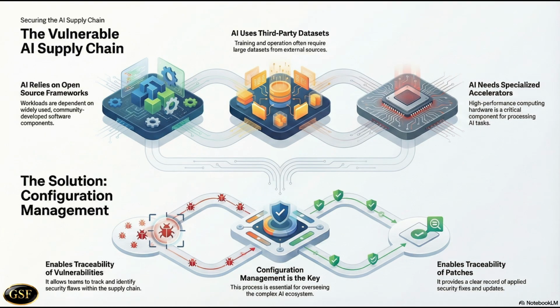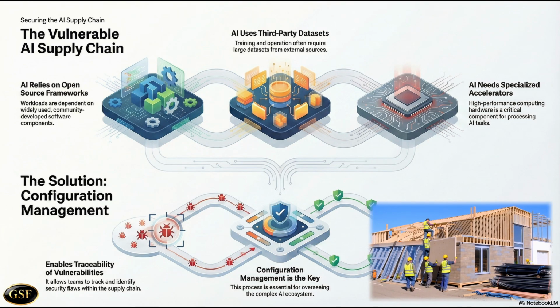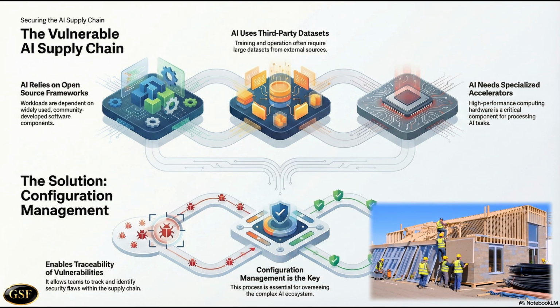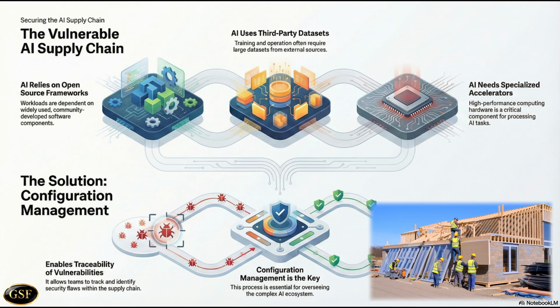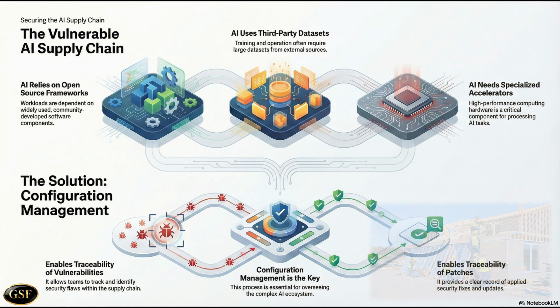Imagine you're building a house using many different suppliers. One provides the bricks, another the windows, a third the plumbing fixtures, and yet another the electric wiring. If any of those suppliers delivers a defective or compromised part, say a cracked brick that could crumble, a window with a hidden break-in point, or wiring that could spark a fire, your whole house is at risk, even if the design itself is perfect.